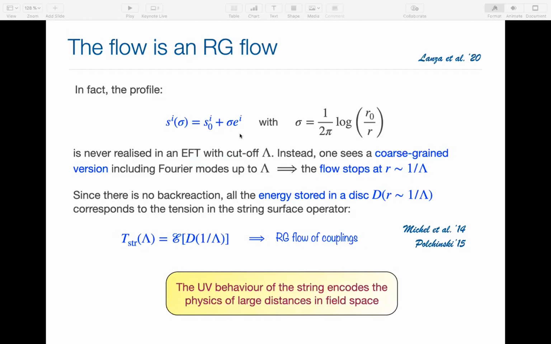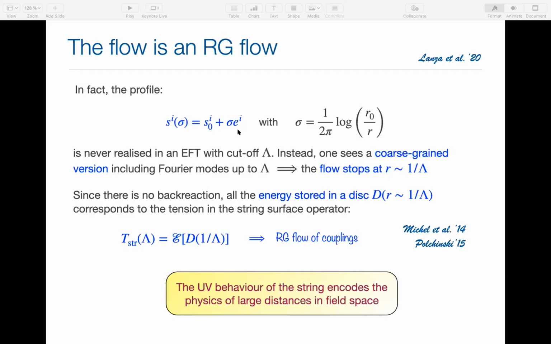This profile is not what the effective field theory sees. You don't see this. You see some approximation to this profile because you have a finite cutoff, and the Fourier modes that can appear in your theory are only up to this finite cutoff. So if you decompose this profile in Fourier modes, what you will see is the components of the Fourier modes that go all the way up to lambda, but not beyond that.